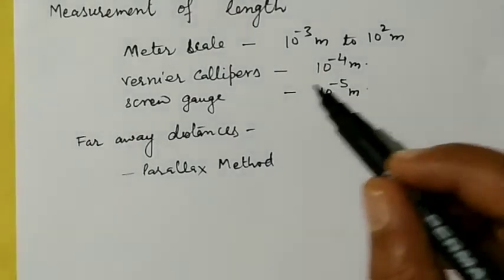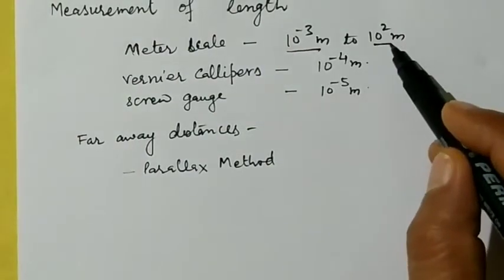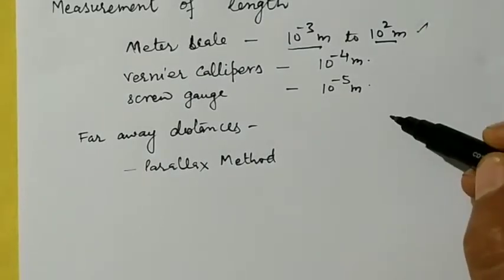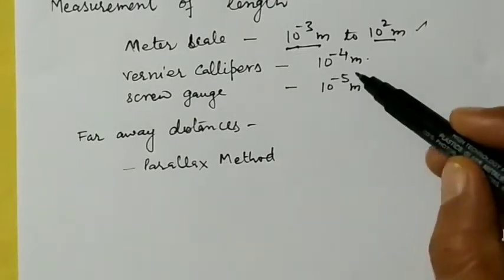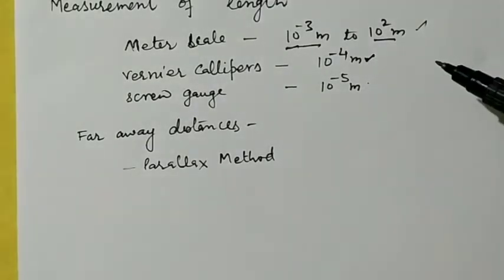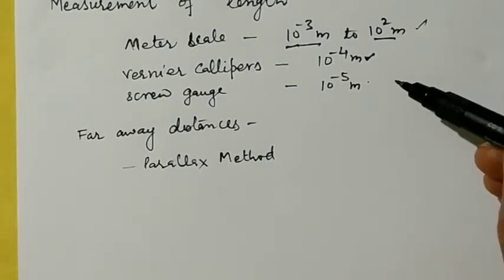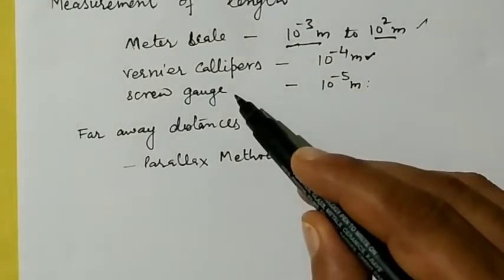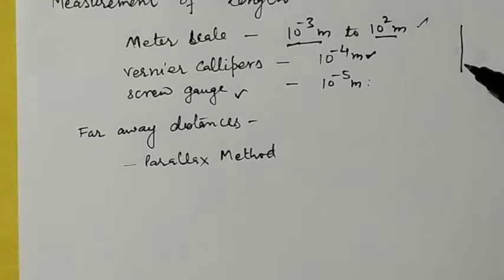For example, if you want to measure length ranging from 10 raised to power 3 to 10 raised to power minus 2 meter, then we use a meter scale. If you want to measure a length which is less than 10 raised to power minus 3, then we use a vernier caliper. If you further want to measure a length less than 10 raised to power minus 4, then we use a screw gauge. So this is how we measure the lengths in a particular case.